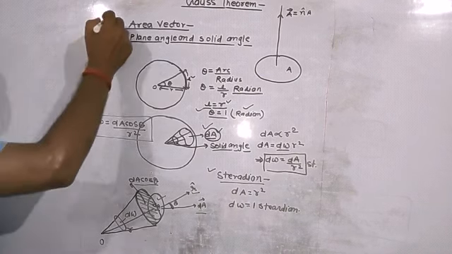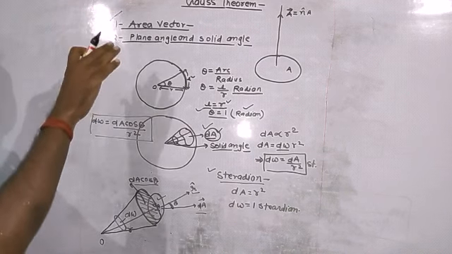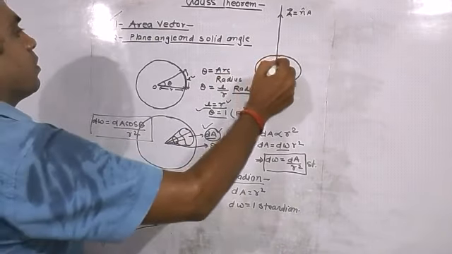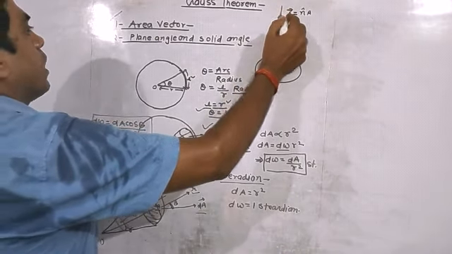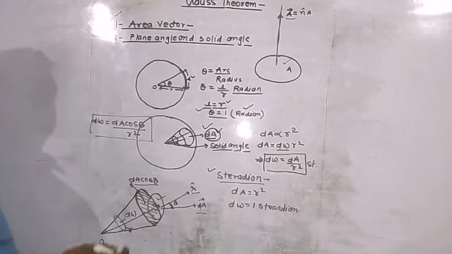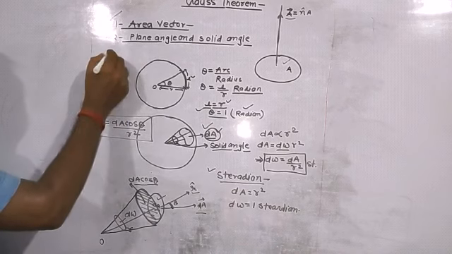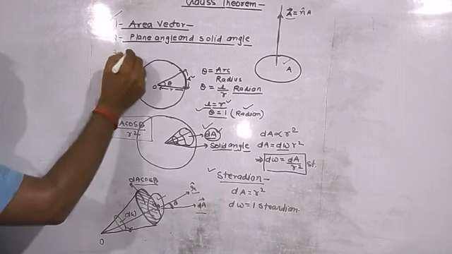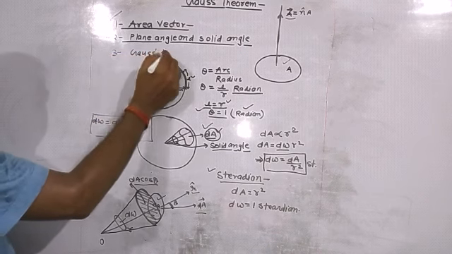So here we understood about the area vector. What is the area vector? The vector area that has magnitude as well as direction we consider as the area vector, and also the plane angle and the solid angle. Now after this we will discuss Gauss's theorem.